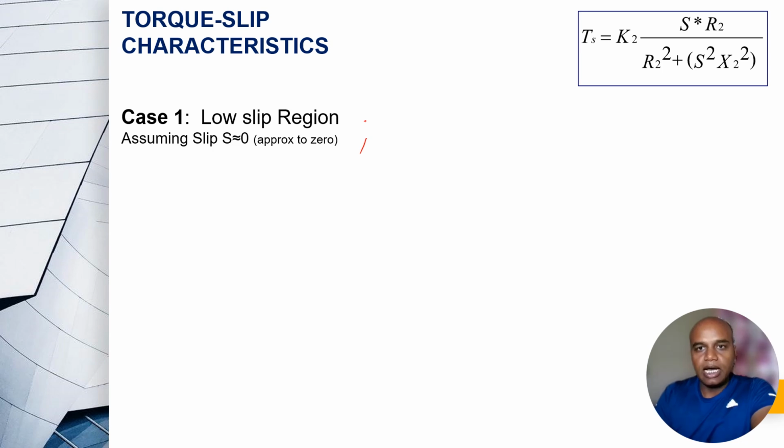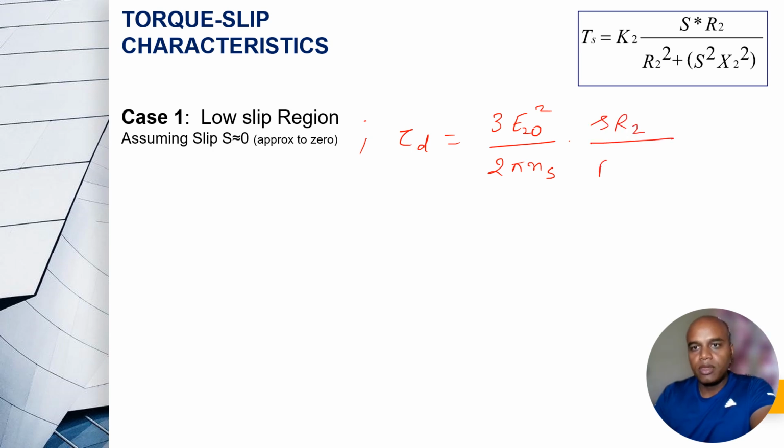So here we are first considering the low slip region, and previously we have also seen the torque relation. The torque developed by an induction motor is three times the standstill EMF of rotor E2 naught squared, divided by 2 pi ns, where ns is the synchronous speed in rps, into s times the rotor resistance R2, divided by R2 square plus (s x2 naught) square, where x2 naught is the standstill rotor reactance. Once my supply voltage remains constant, E2 naught also remains constant, so this is considered as one constant. Here it is written as K2, and my torque developed by the induction motor is K2 times s R2 divided by R2 square plus (s x2 naught) square.